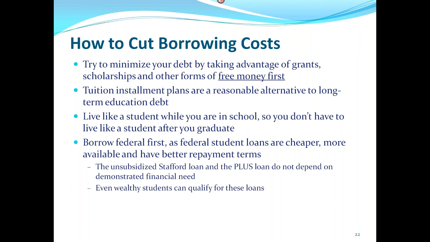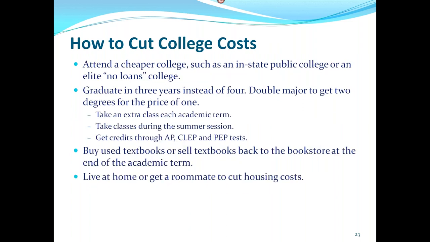So if you want to cut your borrowing costs, you should try taking advantage of all the free money first. So scholarships, savings, that's money that doesn't need to be repaid. As a reasonable alternative to long-term debt, many colleges offer tuition installment plans, which break up that college bill into equal monthly installments over the course of less than a year. They don't charge interest, but they do charge an upfront fee of typically less than $100. If you can pay the bill, but just not in one big lump sum, it's a good alternative.